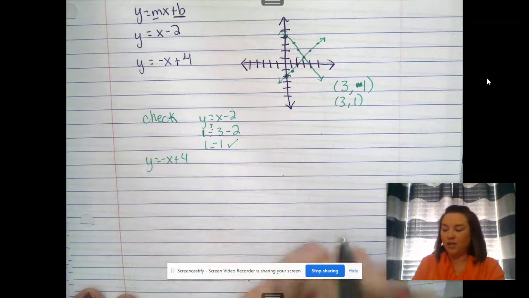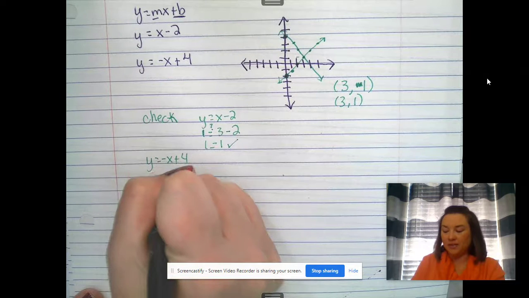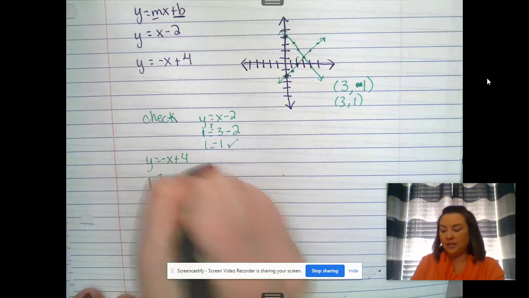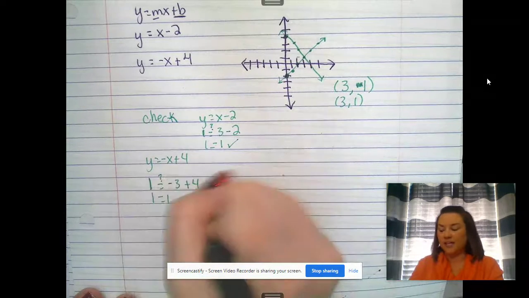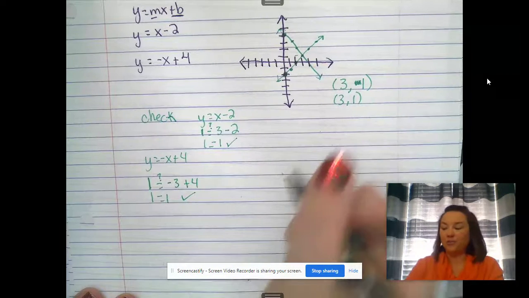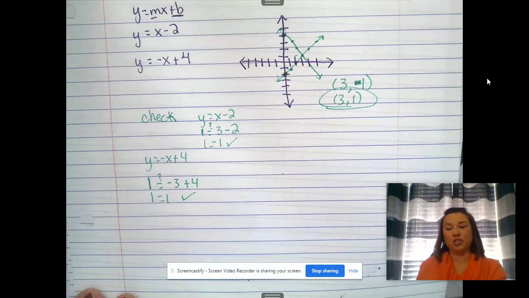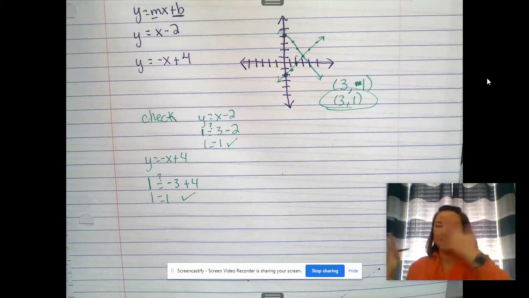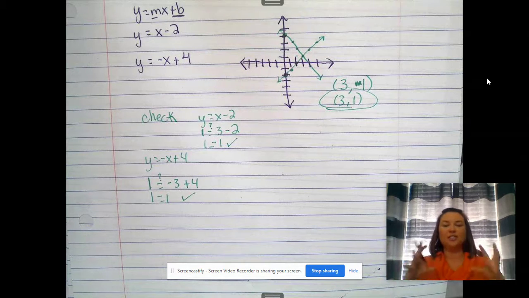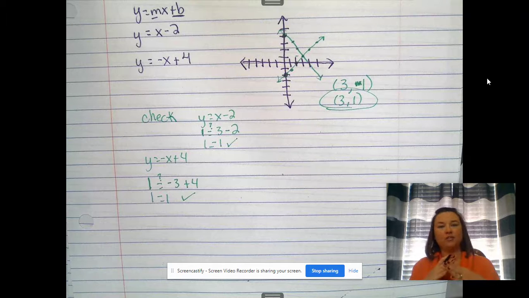So again, I put 1 in the y spot and 3 in the x spot. Does negative 3 plus 4 equal 1? Yes, it does. So I know that (3, 1) is the solution to this problem. Now, I know that was fast to go through, but you just need to realize to find the solution, you're going to graph both lines and figure out where they cross.